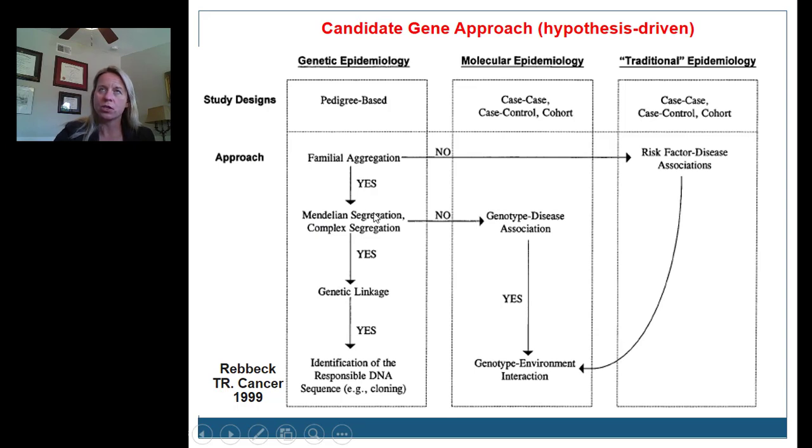And if those fail to suggest a genetic pattern, then we can move into looking for other molecular markers that could be related to that disease. And if we find them, then we are going to study the genotype and the environmental interaction. If we do find a Mendelian segregation relationship, then we go into what's called genetic linkage, which I will introduce shortly. And if genetic linkage is demonstrated, then again, our ultimate goal would be to identify the responsible DNA for that particular problem or phenotype.